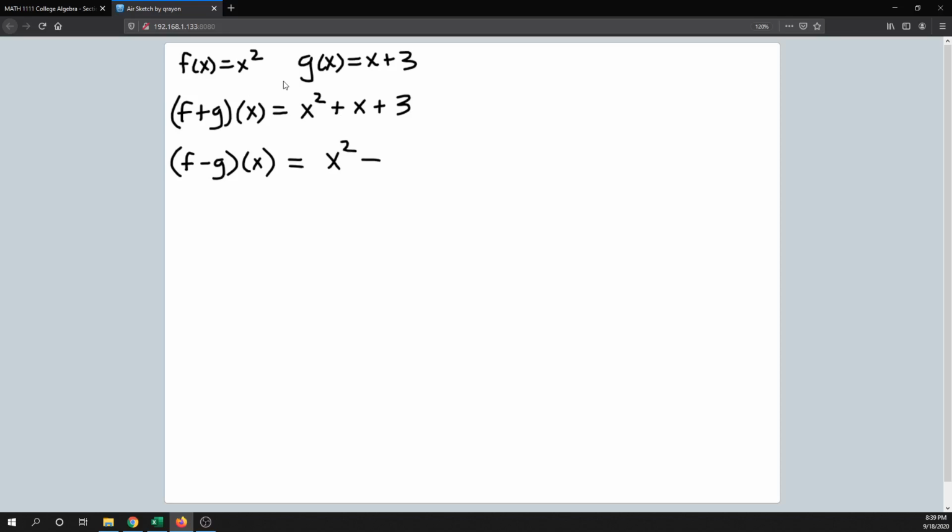But now the issue is that if g has multiple terms like this function does, then those terms need to be put inside of parentheses, or you have to remember to distribute the negative sign through the parentheses. This can definitely be simplified by distributing that negative sign through the parentheses. So you get x squared minus x minus 3.